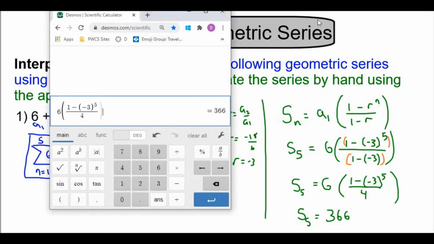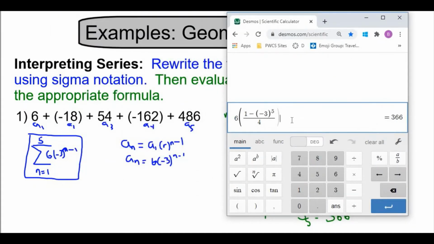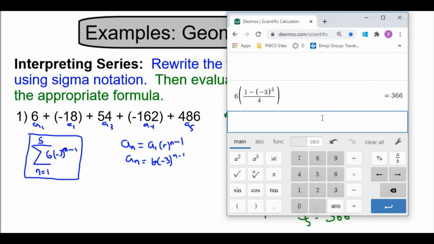So, just to make sure you understand what that formula did, if you were to actually just add those terms together, watch. If I went back to this original sequence here, it is 6 plus negative 18 plus 54 plus negative 162 plus 486. Notice it's the exact same thing as that formula gives you.